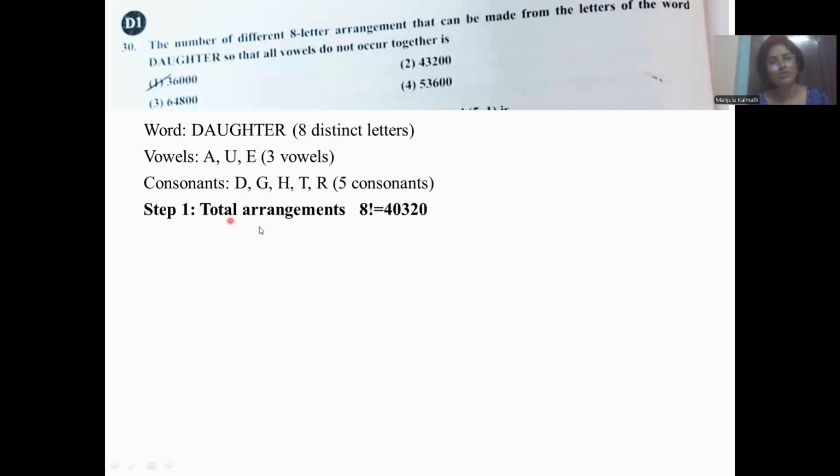So here we have the total arrangements. If we consider all the letters are distinct, the arrangement will be 8 factorial. That is, 8 letters are there. Here we have different arrangements, 8 factorial equals to 40,320 different combinations of the words we can get here.